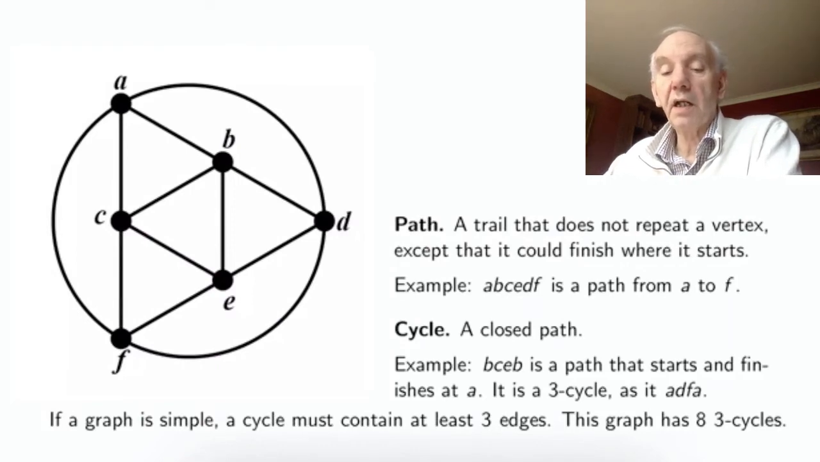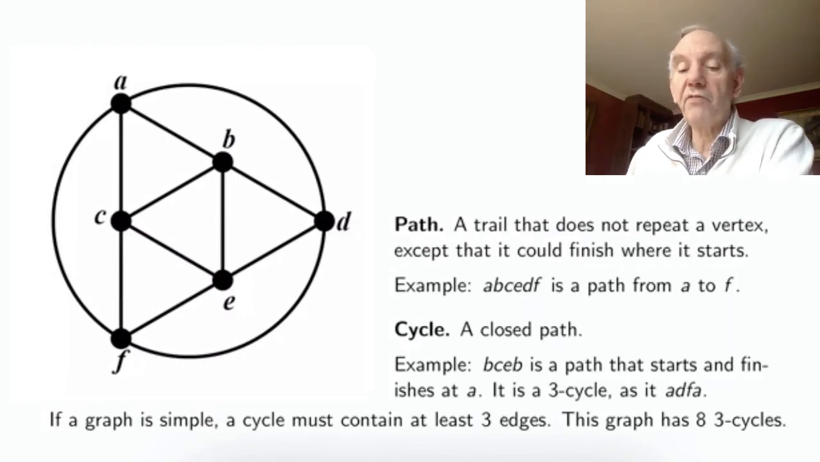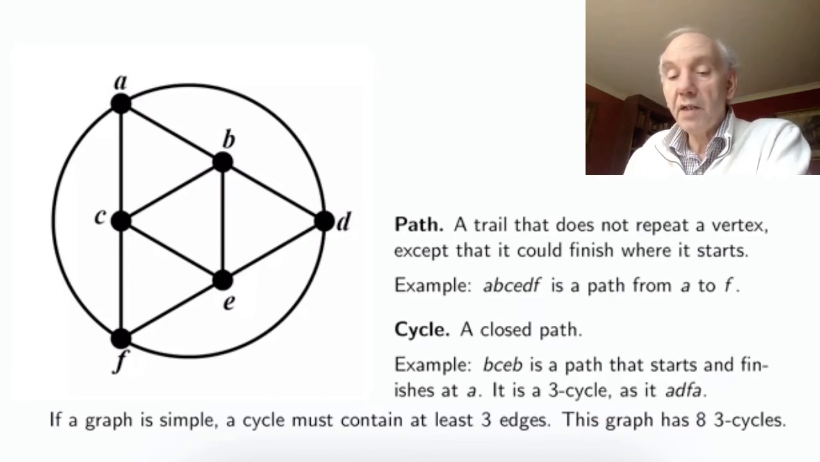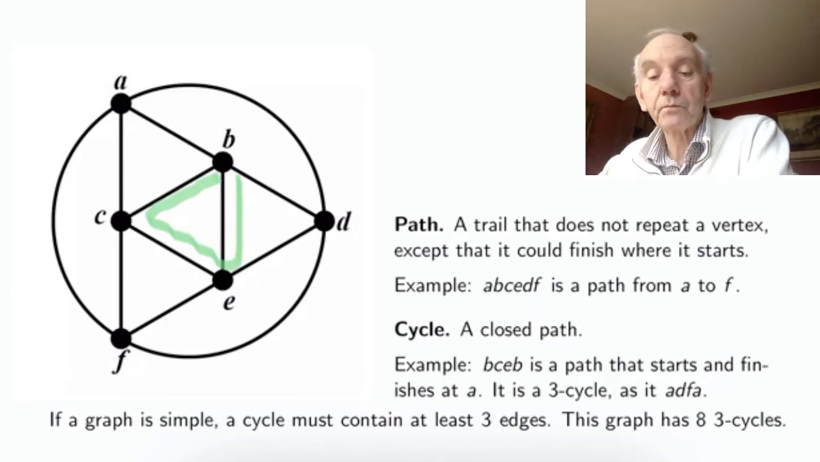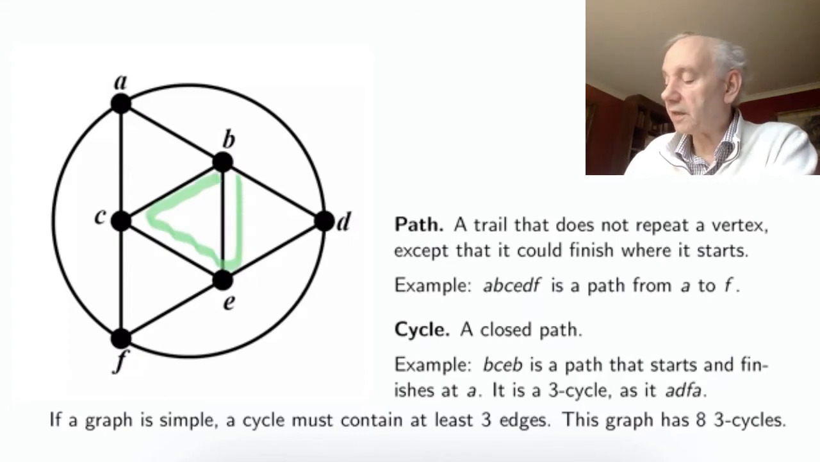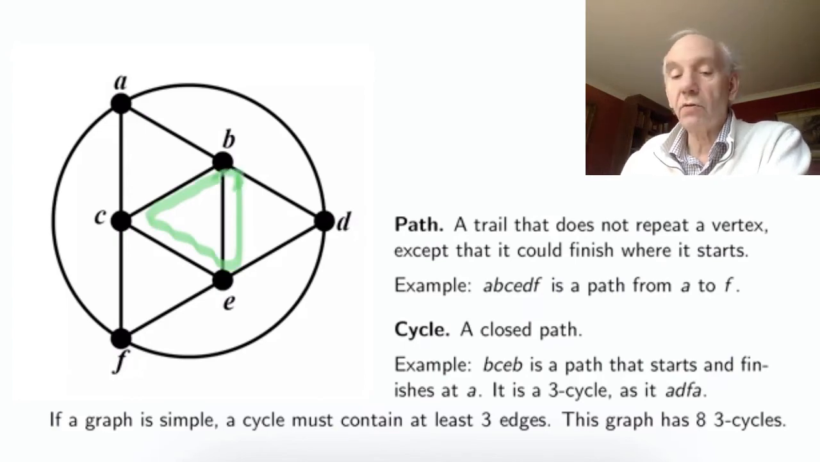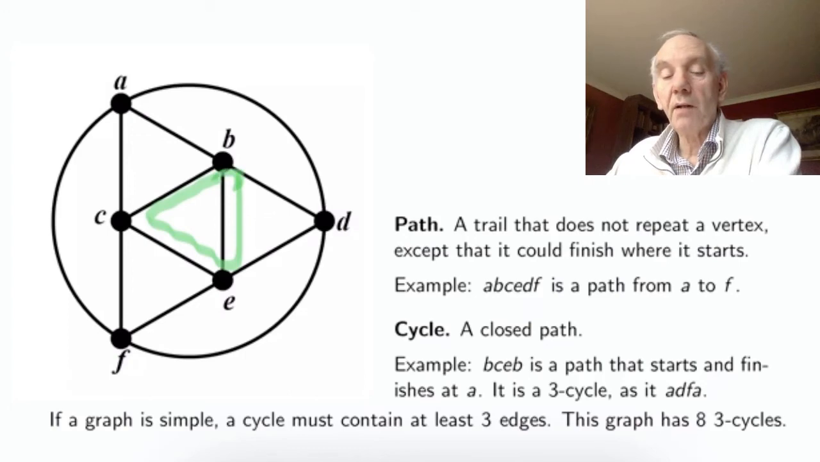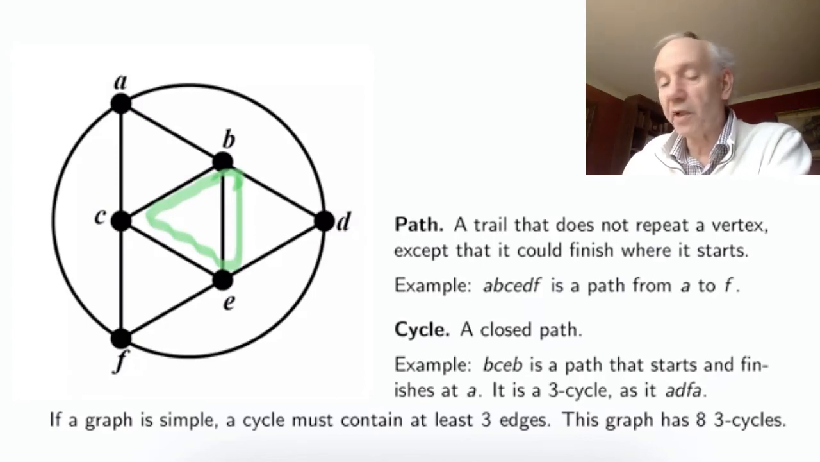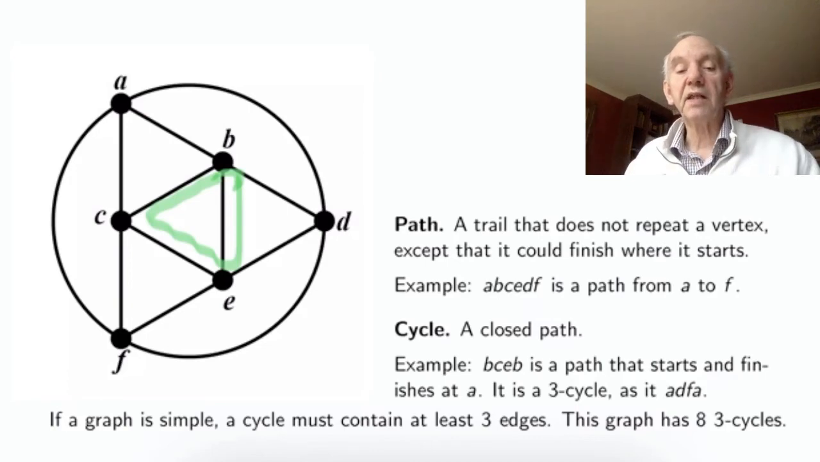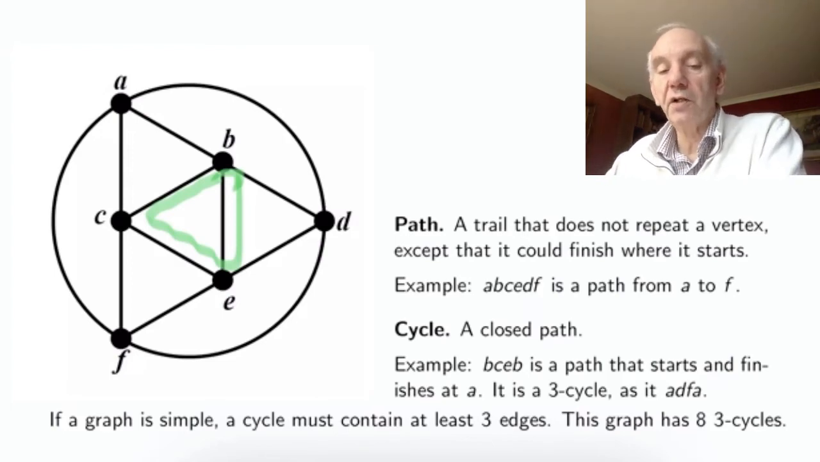So a cycle, let's see, the first example here is B to C to E to B. That's a cycle. Now, to be honest, this is called a three cycle. But when you talk about a three cycle, you don't really need to know where it started and where it finished. So I'm not going to put any arrows on or tell you where it started. This selection of these three edges in this particular graph is what's called a subgraph, but it's a three cycle because it represents a closed path.